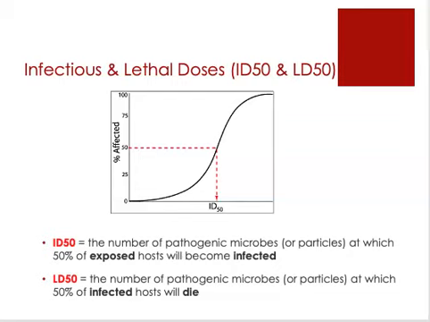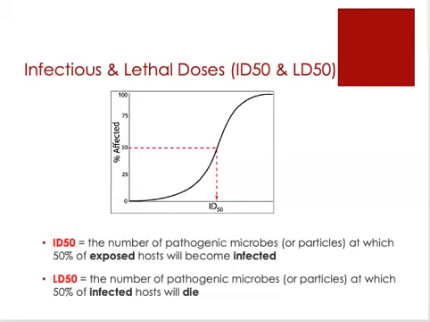The LD50 describes the number of pathogenic microbes or viral particles at which 50% of the infected hosts will then die. So it's very important for us to understand that different pathogens, because of factors like virulence, have a different infectious dose 50 and LD or lethal dose 50.